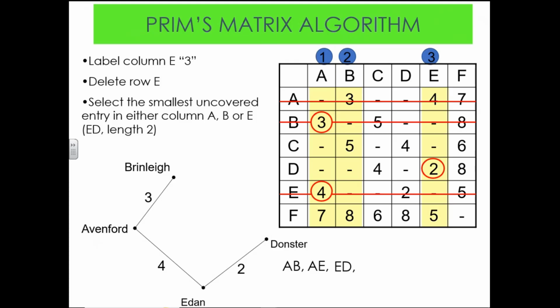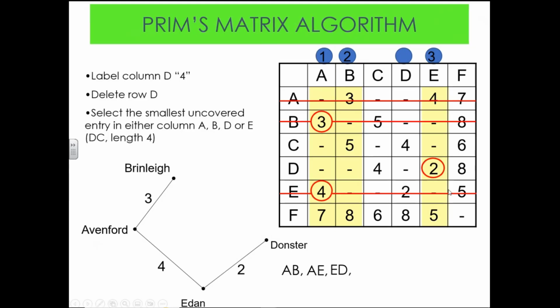And we're going to keep going until we've crossed out all of the rows. Our minimum spanning tree is finished. So we're going to cross out D. We're going to label up column D with the number 4 now at the top. And we're looking in all 4 of these columns now, sorry. What's the smallest one out of those 4 columns? This 4 here, yeah, CD. So put a circle around that one.